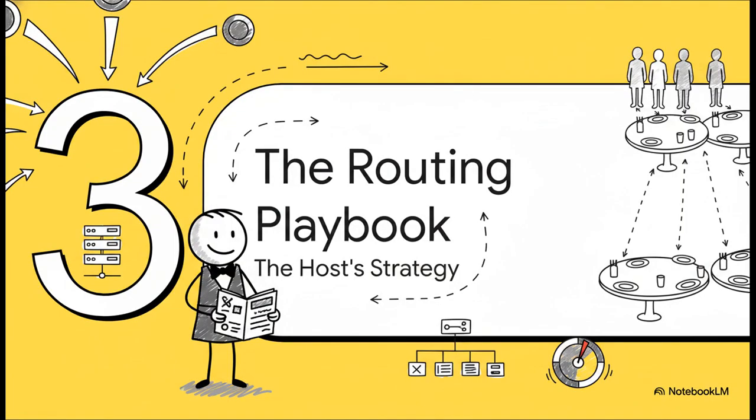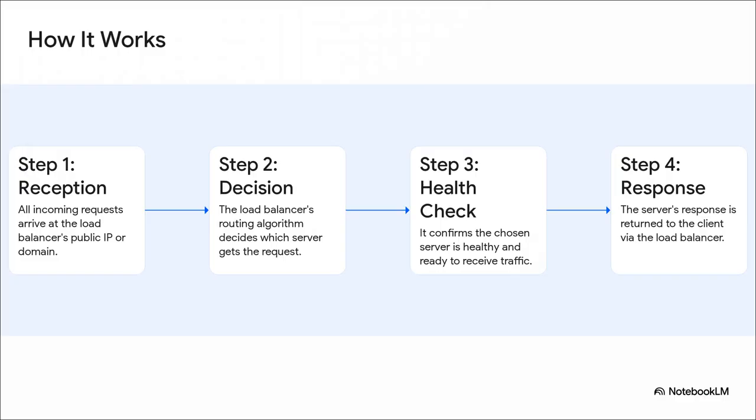But how does the load balancer actually decide where to send each person who shows up? It's not just random. A good host doesn't just point people to any old table. They have a strategy, and a load balancer has a whole playbook of strategies to choose from. At a high level, the process is this really elegant four-step dance. Step 1, your request arrives at the load balancer. Step 2, it instantly makes a decision about which server should get this request. Step 3, it does a super quick health check just to make sure that server is ready to go. And Step 4, it sends the request on its way. Simple, clean, and incredibly fast.